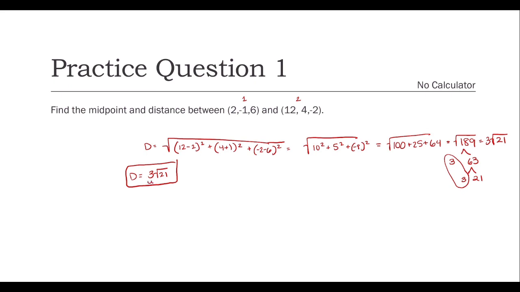And you probably want to write units because they don't actually give us the units here. So for our midpoint, it's going to be the average of our x values, so 12 plus 2 over 2, the average of our y values, 4 minus 1 over 2, and the average of our z values, negative 2 plus 6 over 2. So that equals 14 over 2, comma, 3 over 2, comma, 4 over 2, which is 7, 3/2, 2. So that's your midpoint.